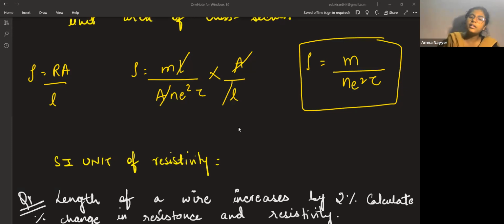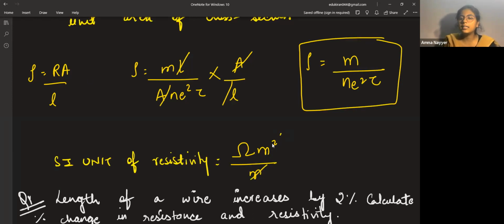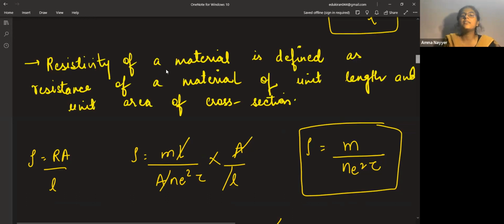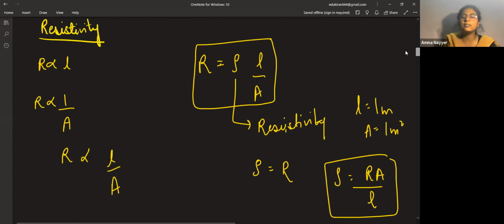And SI unit of resistivity, we'll get it through this formula. What was the SI unit of resistance? Ohm. Area's SI unit? Meter square. Length SI unit? Meter. So this meter and square will be cancelled, so the unit is ohm meter. This is the SI unit. And what is the definition of it? Resistivity of a material is defined as the resistance of a material of unit length and unit area of cross section. Write it down. Now we'll see some questions also. Numericals will start now based upon what we have studied. Percentage ones we'll do first, because lots of questions come from this relation in terms of percentage increment in length, percentage decrement in length, and like this. Write down, we'll see a question based on that.